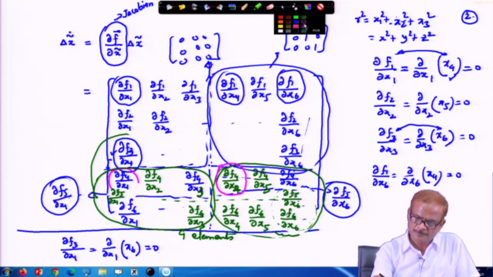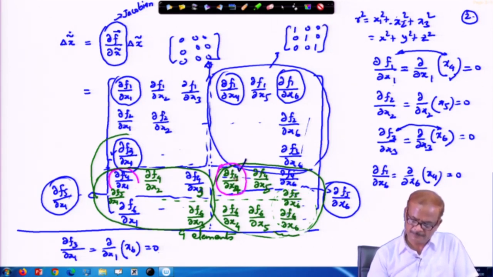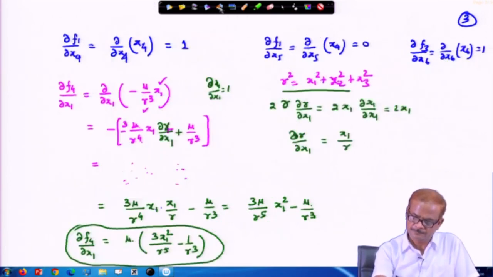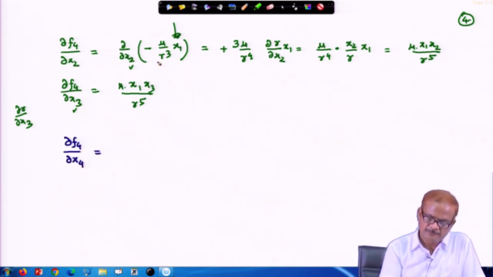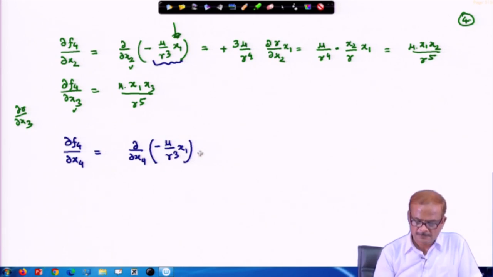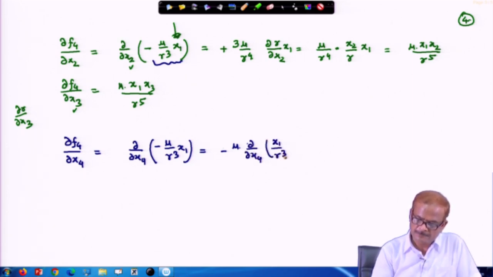Okay. So, we were working with this particular term ∂f4/∂x4. So, f4 is this quantity, mu by r cube x1. So, if you look into this, you take the partial derivative. So, this gives us mu, we can take it outside. Mu by x1 by r cube.